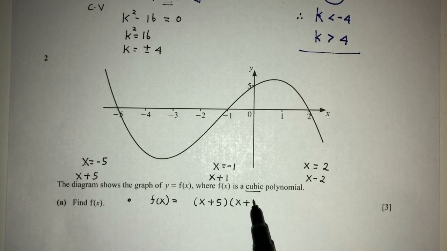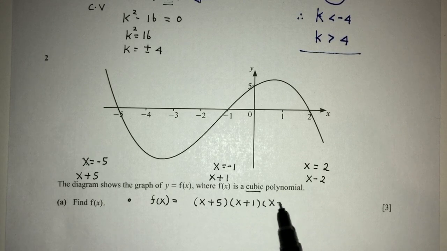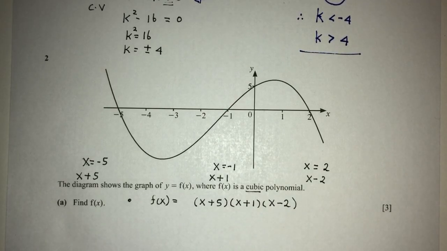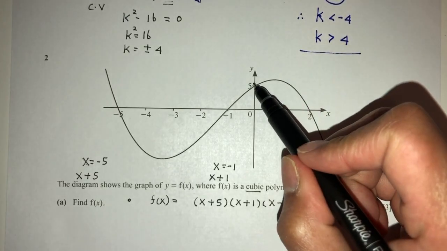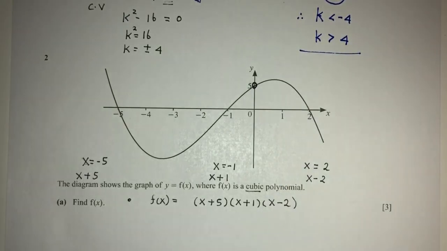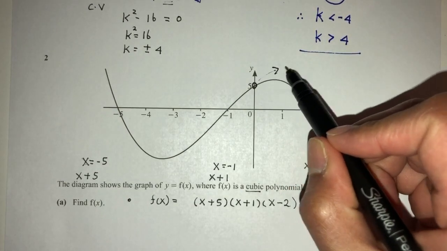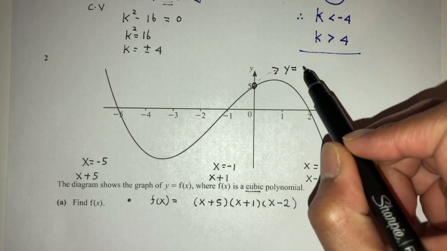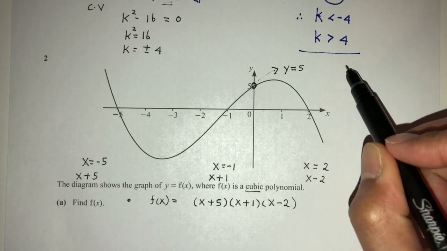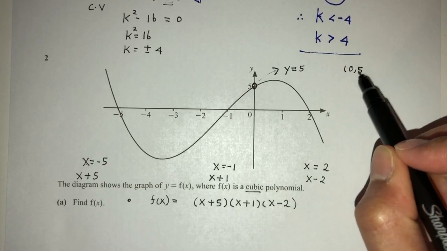Then we have x plus 1, and then we have x minus 2. Okay, so now as we can see here, we have our y-intercept. So how do you obtain that y-intercept? If you observe, my y value here is given by 5. This is the point (0, 5).